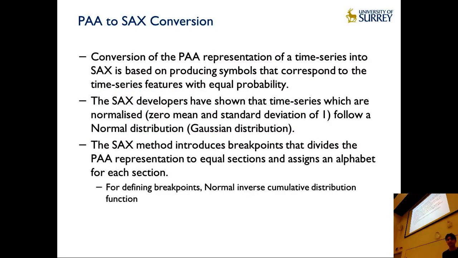SAX assumes, because you normalized your data, that you have a normal, Gaussian probability distribution. If your data follows a normal distribution, I take the normal distribution and divide it into what in SAX they call equally probable areas, meaning areas which have equal probability of things happening.